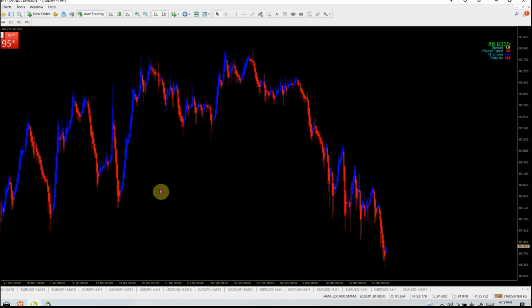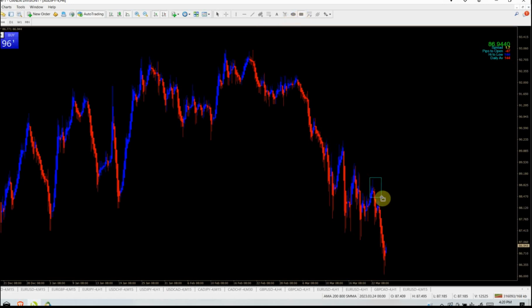But like everything else, guys, it's not a magic solution, and you have to use it in conjunction with the rest of your skills, whether it's using higher time frame analysis or what have you. This happens to be a 4-hour chart of the Aussie Yen, so you can obviously look for these areas on the chart where there's corrections.